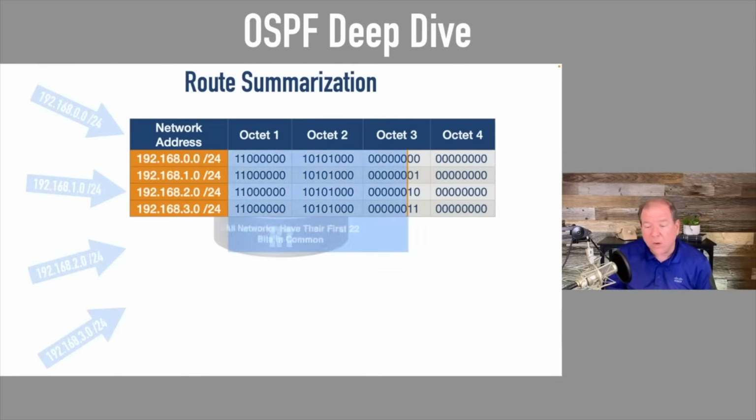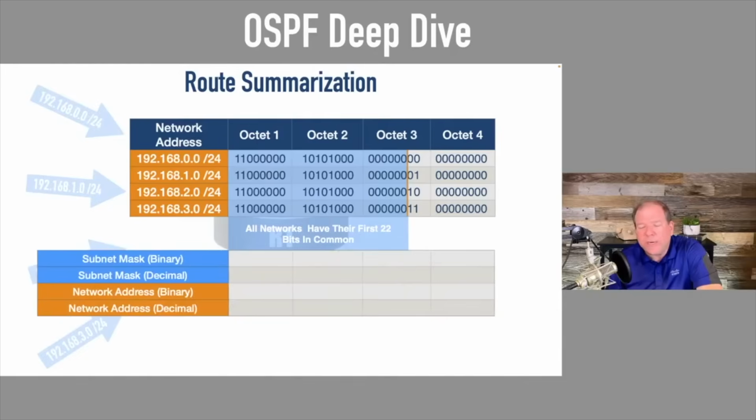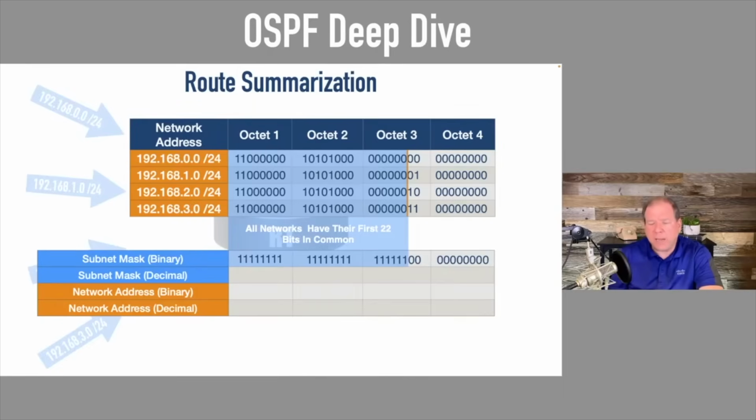I think so. So what if I did this? What if I said, well, we've got the first 22 bits in common, so what if I created a subnet mask that's 22 bits long? What would that look like in dotted decimal? Well, if you do the binary, that would look like 255.255.252.0. I said 225, I meant 255.